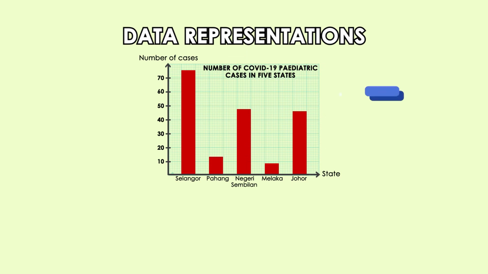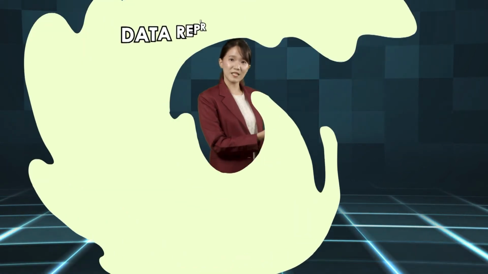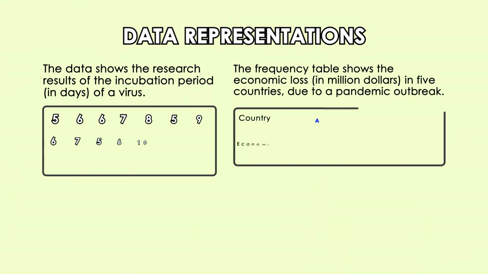For displaying a large amount of data, it is more suitable to use a bar chart. Bar charts are also suitable to represent categorical data such as number of cases by state. Now that you have learned about the 2 data representations, let's see if you can choose the most appropriate data representation to represent a given data set.